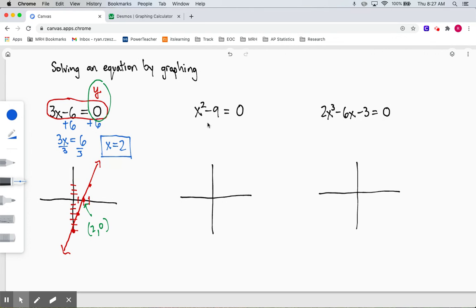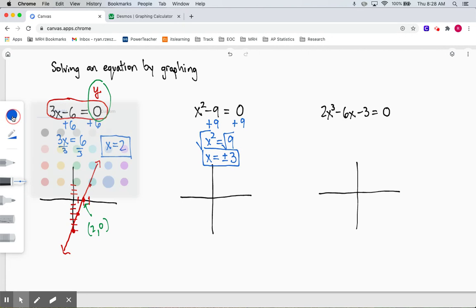Over here, this is a quadratic, x squared, but whatever, I can just solve this by adding my 9 to the other side. I have x squared equals 9. And then I would take the square root of both sides to cancel out the squared. I'm going to get x equals, and whenever you square root both sides, don't forget to do a plus or minus sign. The answer to this problem should be x equals plus or minus 3. So I have two answers to this equation.